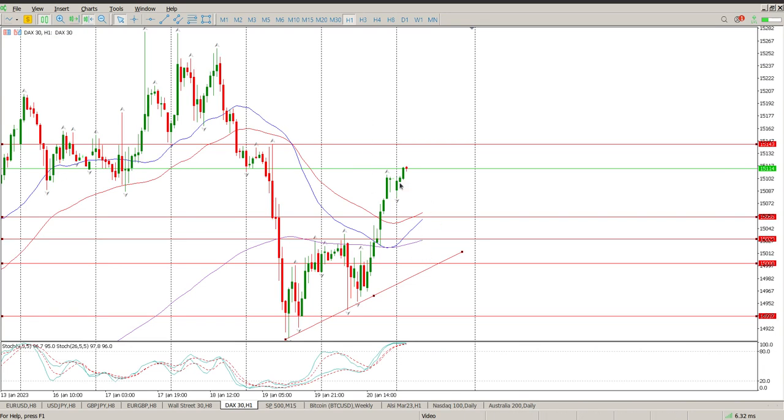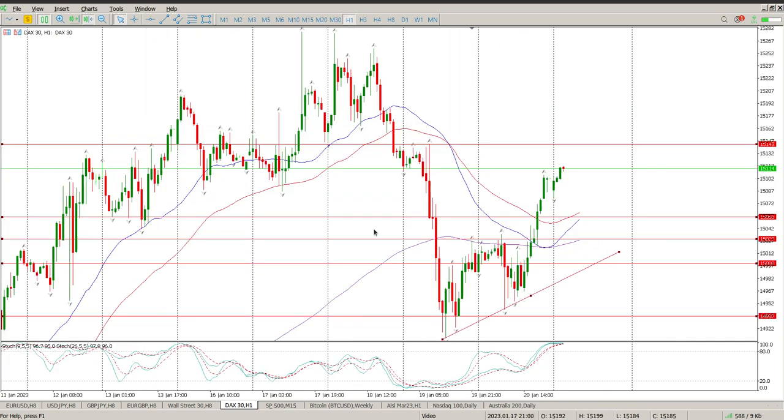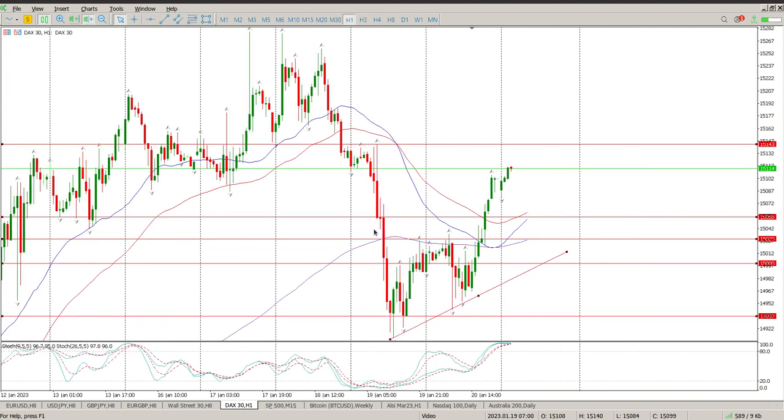If we do get a crossover on the hour, we come back and test either the moving averages or one of these two levels here. So that's 15,029 and 15,056. That would get me interested in looking for a move to the upside. But if we just continue grinding like this, I would expect a rejection higher up, but there's no structure to indicate that I need to be looking for that rejection.